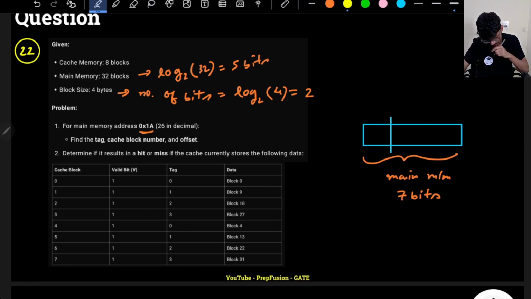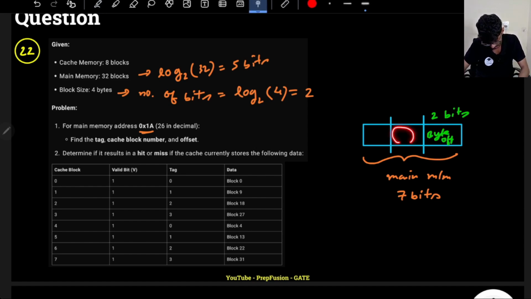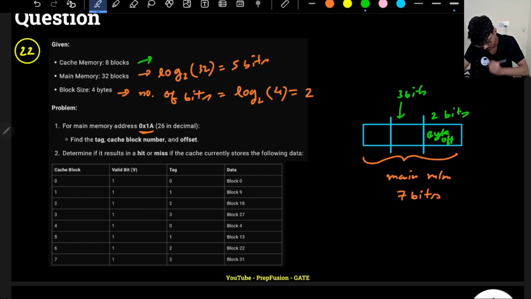Now from here, what will be the byte offset? Byte offset will be 2 bits. Then this is my number of cache memory blocks. This is direct mapped, so for the number of cache memory blocks, I have 8 blocks in cache memory, so here I will have 3 bits, because log of 8 is 3.